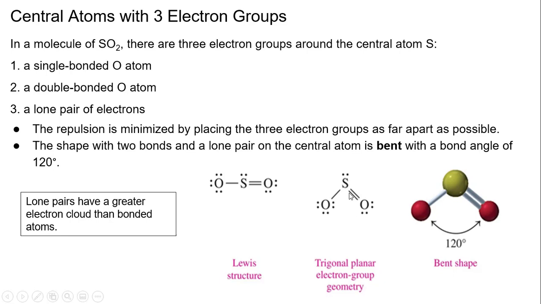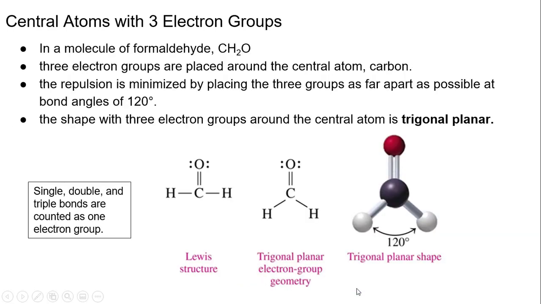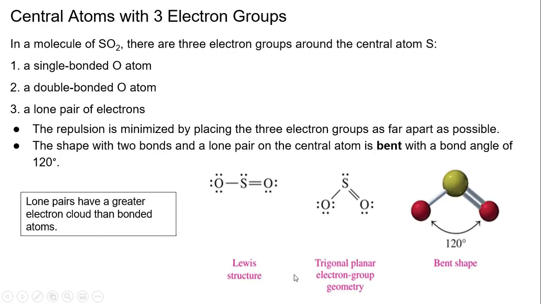Actually, that's not right. Excuse me. Yes, it is. This is the one I'm thinking of. We have 3 electron groups. It's a lone pair, but it still has an attachment to the central atom. So it's 1, 2, 3. So this is called trigonal planar electron group geometry. That is very similar to what you see here, trigonal planar.